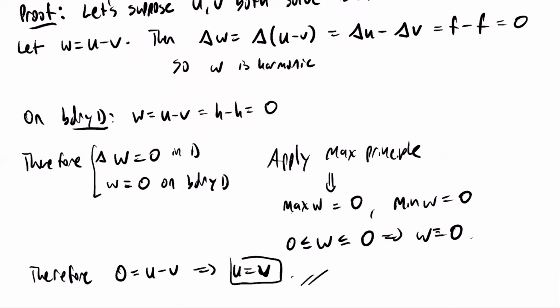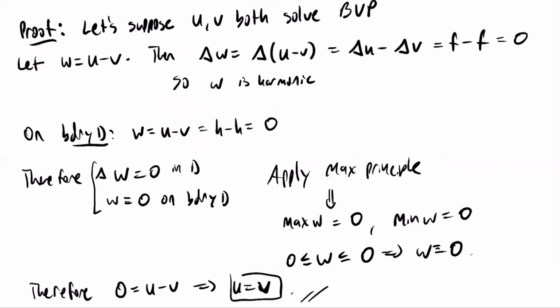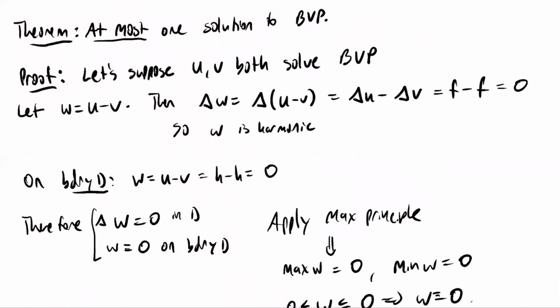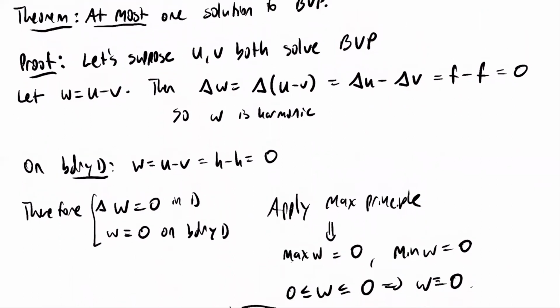Again, very similar to what we saw in the case of the diffusion equation. The key point was we want to show there's only one solution. So let's assume we have two and show that they're the same function. How do you show that they're the same function? One way to do that is to show that their difference is equal to 0. And so we let w equal their difference. Since the equation is linear, that's a harmonic function. And then we apply the maximum principle.